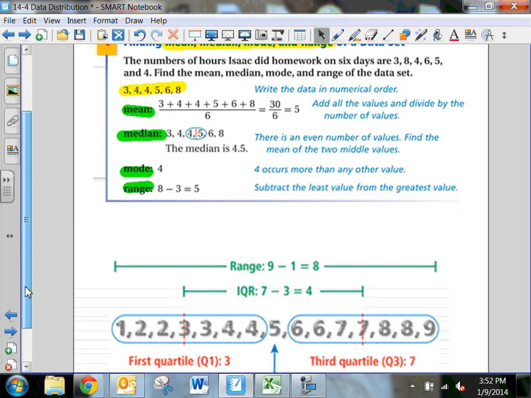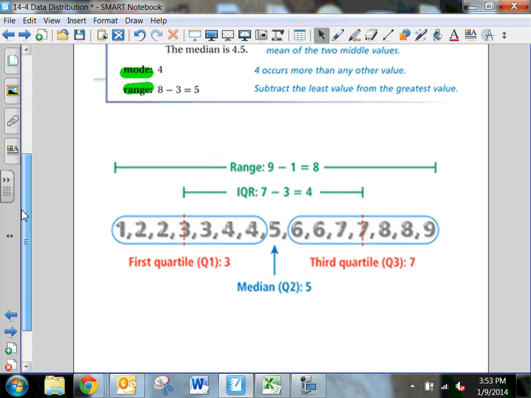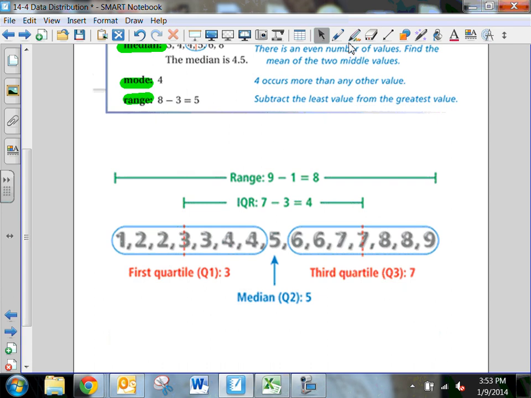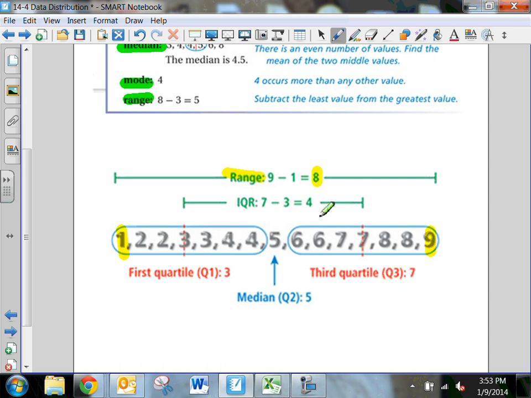Okay, so the bottom example down here at the bottom, this is talking about some of the other vocabulary terms. Okay, so for example, pretend that this is your entire set of data from the number 1 to the number 9 over here on the right. And the first thing let's talk about is the range. The range is up here at the top, and we just subtract the greatest number 9 minus the lowest number 1, and so the range is going to be 8.